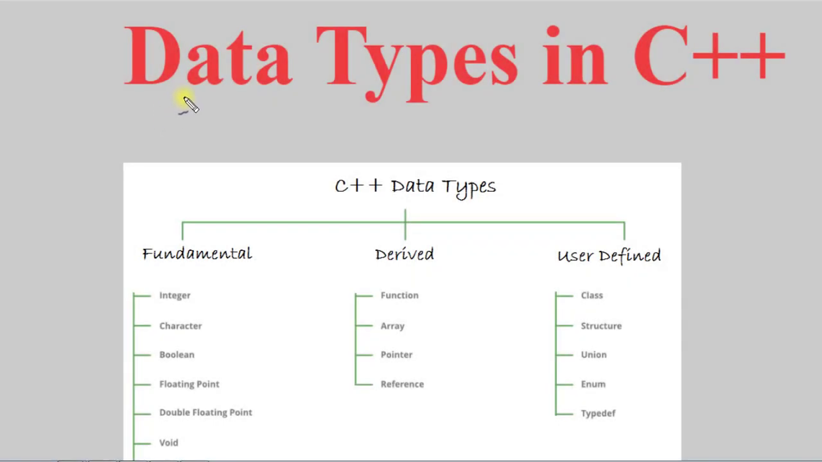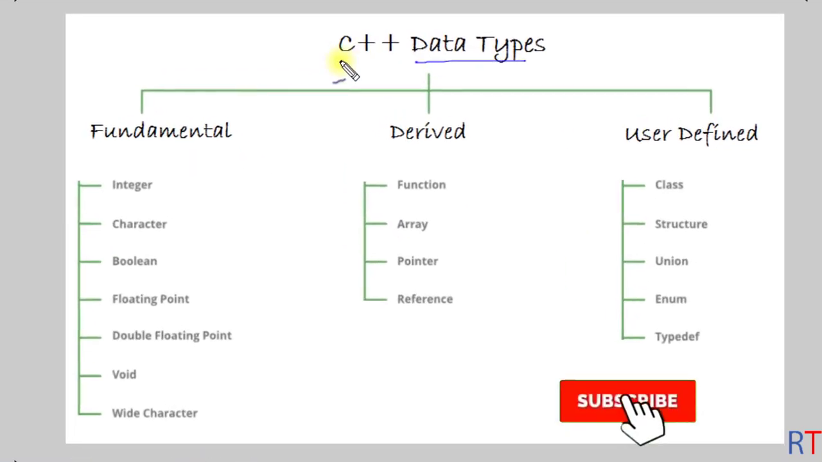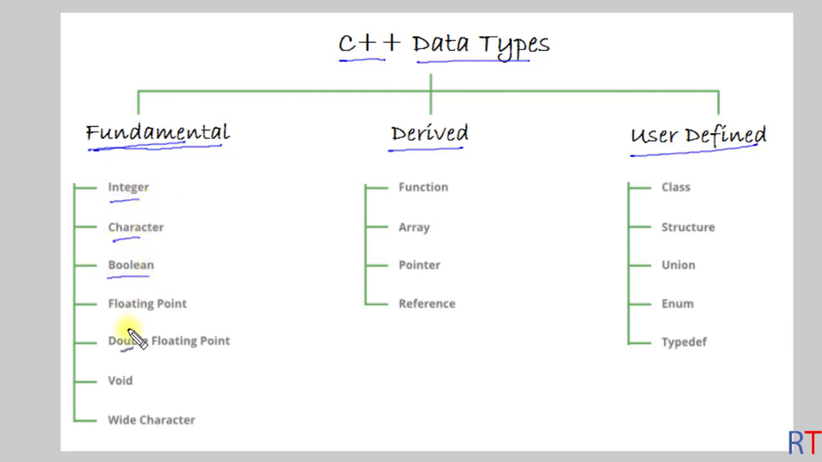Hey, what's up guys? In this video we're going to talk about the available data types in the C++ programming language. The available data types in C++ are divided into three broad categories: fundamental data type, derived data type, and user-defined data type. The fundamental data types are, for example: integer, character, boolean, float, double, void, and void character.